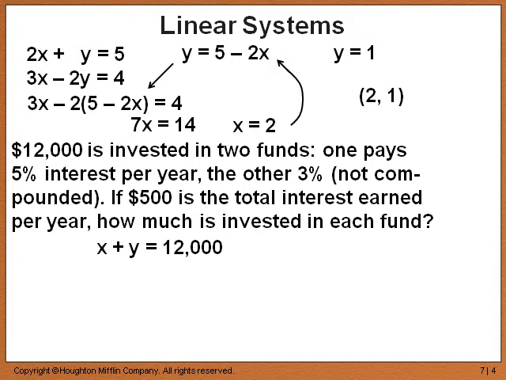So one equation is x plus y equals 12,000. That just refers to the fact that the $12,000 is invested in two funds. So those two funds have to add up to 12,000. That's pretty simple. The other equation is 0.05x plus 0.03y equals 500. Now we know that because the total interest per year is $500, and that's 5% on the x account and 3% on the y account. So this is our other equation in the system.